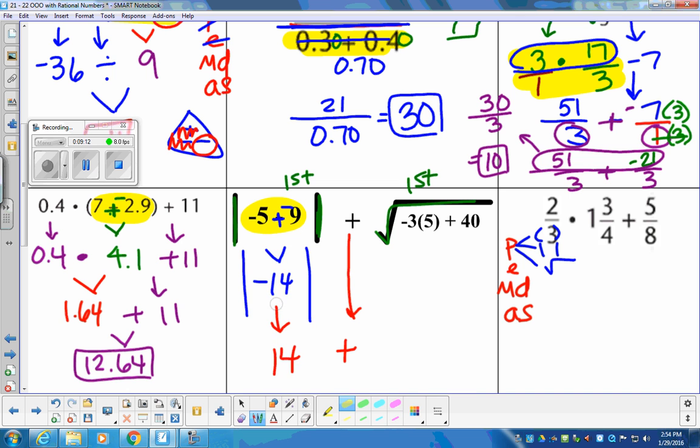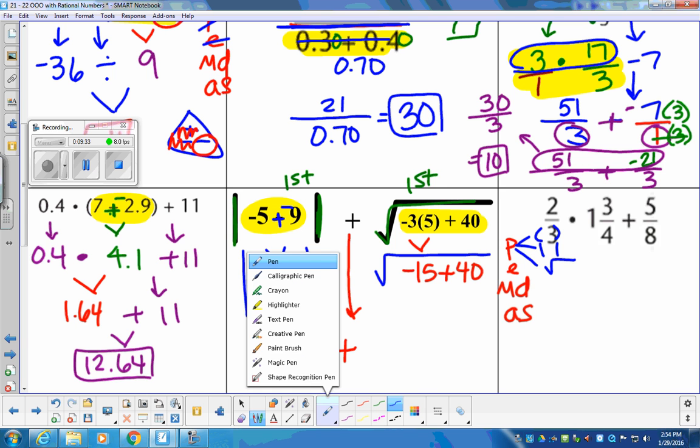Over on the right-hand side, I have to take care of what's inside the square root. Order of operations inside the square root becomes -15. That's a triangle problem. -3 times 5. Triangle problem is -15. So we have -15 plus 40, all living in the square root. So now we're going to go ahead and clean that up inside the square root.